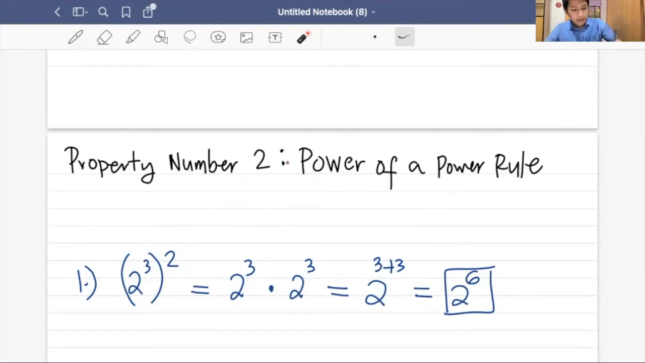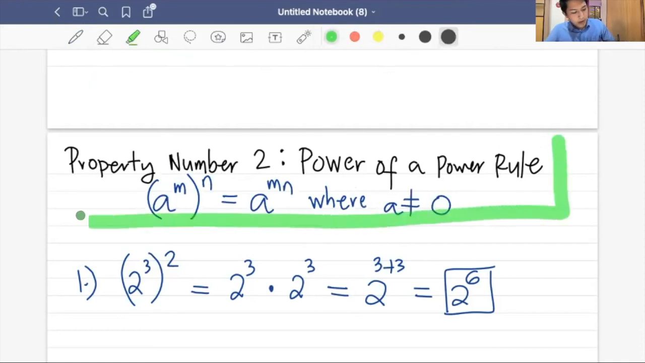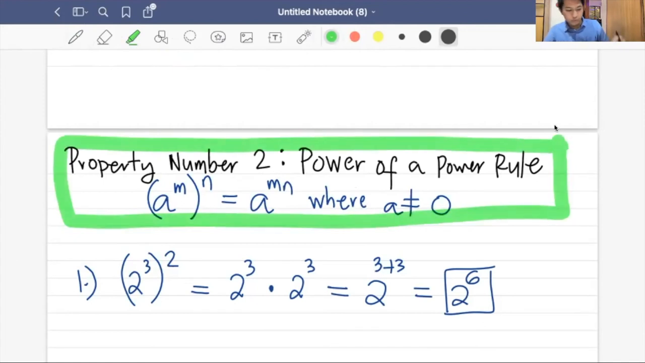So algebraically, we can write that as a to the m, and then raised to n, and that is equal to a raised to mn, where a is not equal to 0. So this is our second property, the power of a power rule. Just multiply the powers, m and n, of course, where a is not equal to 0.